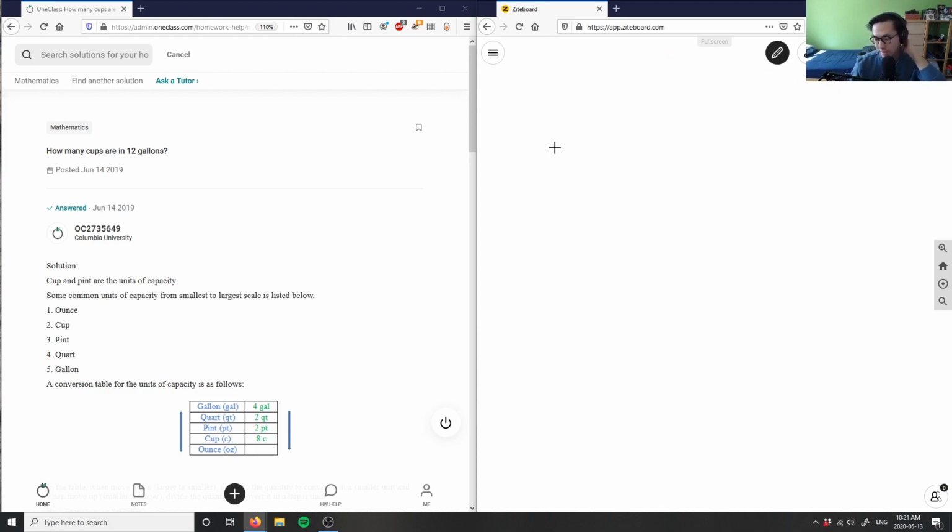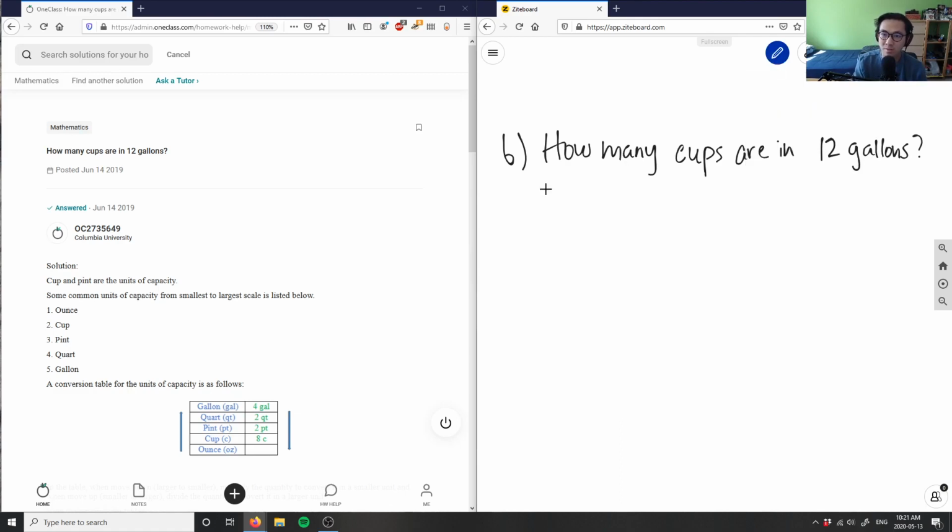Okay, number 6. This here is another unit analysis problem. This one is slightly harder in terms of unit analysis, but it's asking us how many cups are in 12 gallons here. And again, we are in the empirical system. And it is measuring volume.